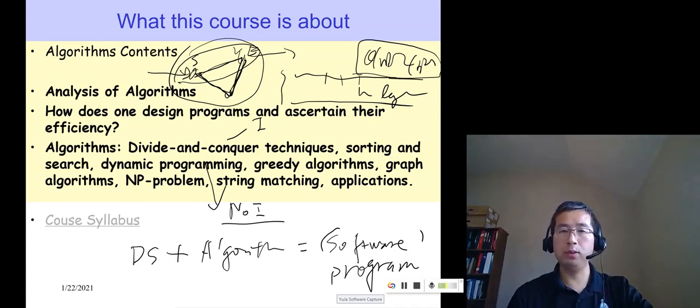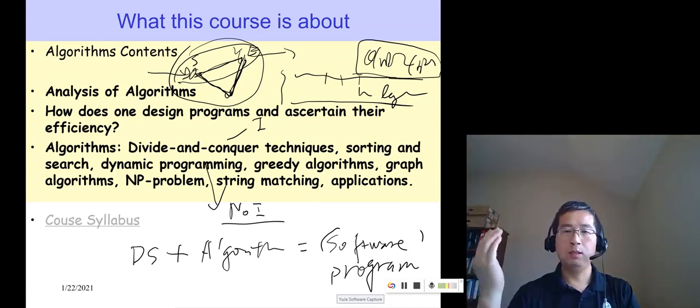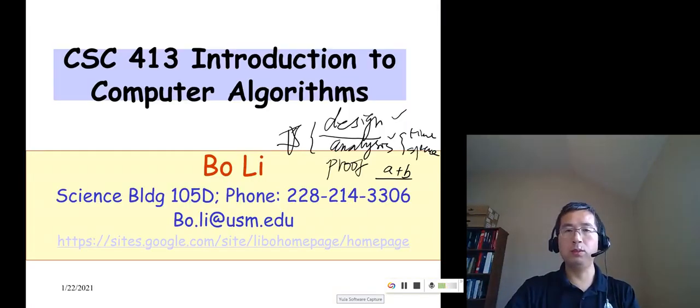And after that, we talk about divide and conquer, and then merge sort, quick sort, heap sort, and then dynamic programming. We also talk about string matching, and then graph algorithms and greedy algorithms. If we have time, we'll cover some other advanced topics. For each algorithm, we talk about the design, the analysis, and the proof. Keep in mind, these are the 3 important things: design, analysis, and proof. Always keep in mind you have to do all of them for each new algorithm.